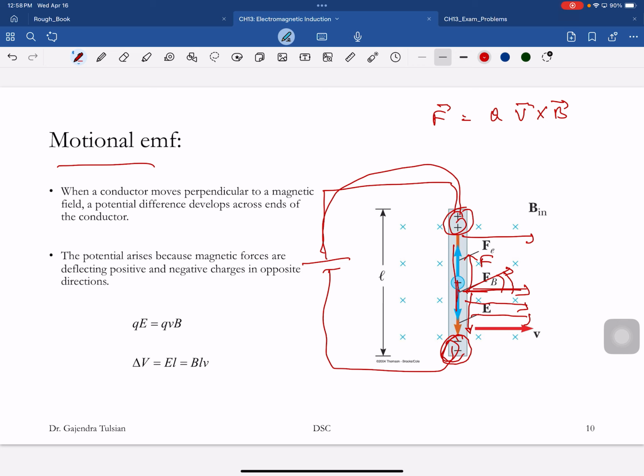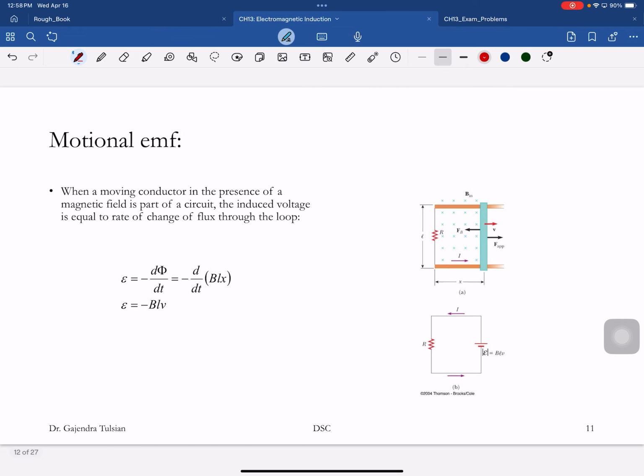Okay, so you move a conductor perpendicular to a magnetic field, you generate a voltage. And the voltage generated is B, the strength of the magnetic field, times the length of the conductor in the magnetic field, and times the velocity. And this velocity is the velocity that's perpendicular to the magnetic field. Okay, so this is called motional EMF.